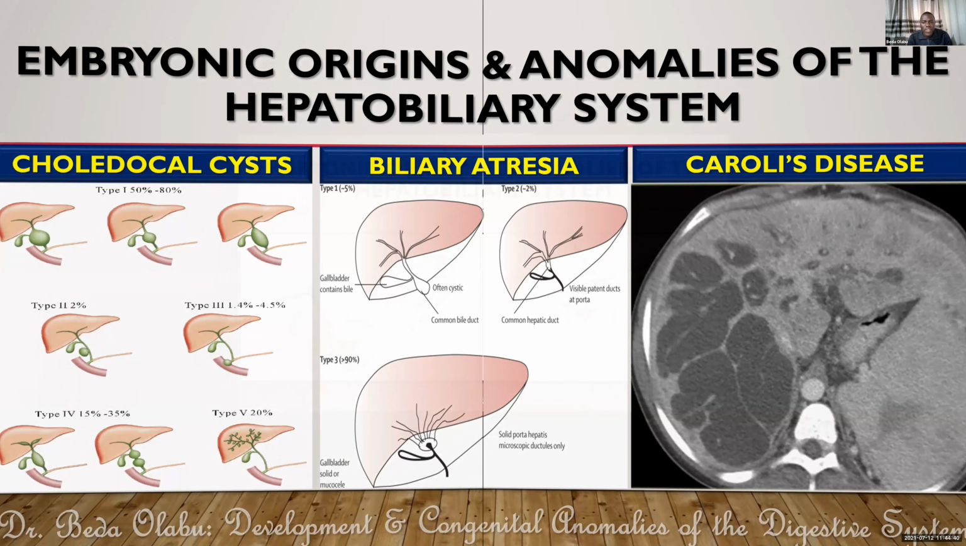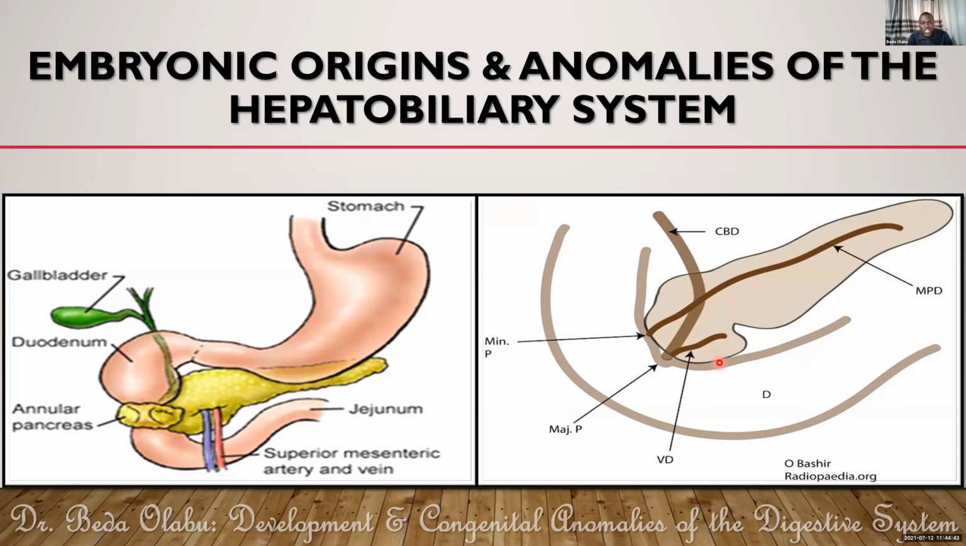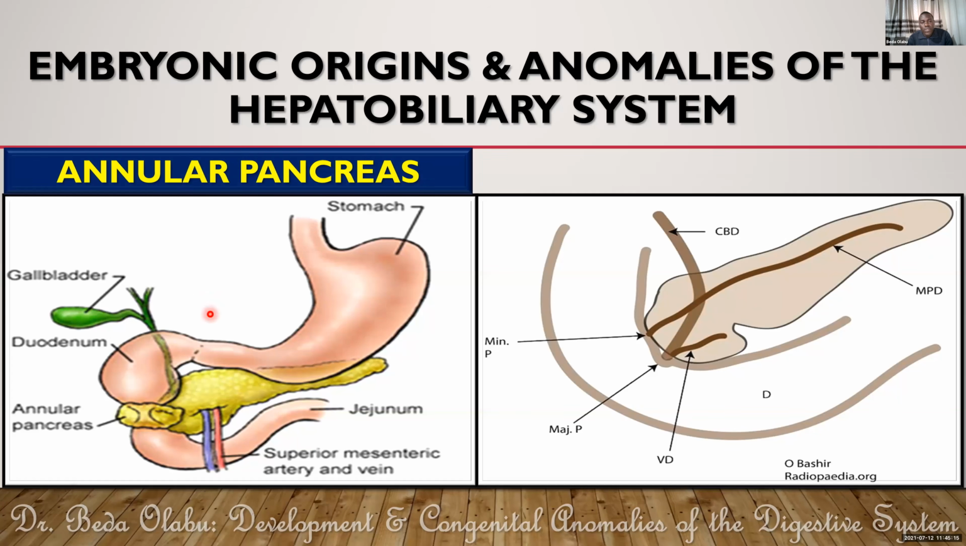How about the ones that affect the pancreas? I'll teach you two congenital anomalies of the pancreas. One of them is where the ventral bud did not rotate well, and so it encircled the duodenum in its attempt to attach with the dorsal bud. So when it encircles the duodenum, it will cause narrowing of the duodenum, and we call that annular pancreas. So annular pancreas is pancreas that has surrounded the duodenum.